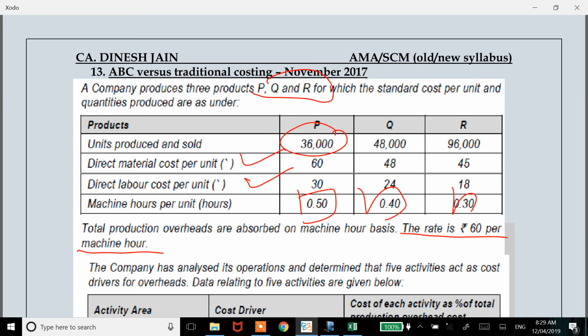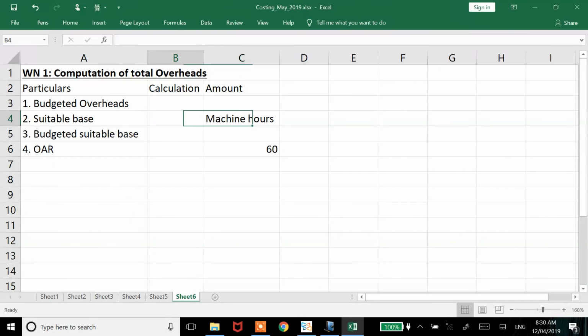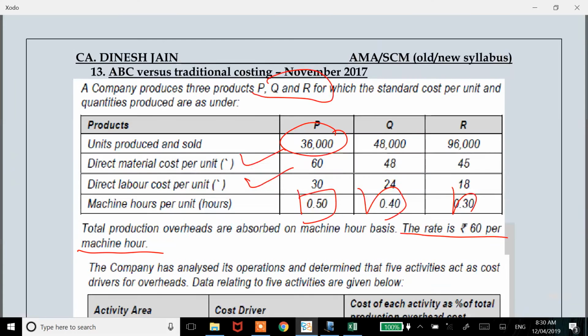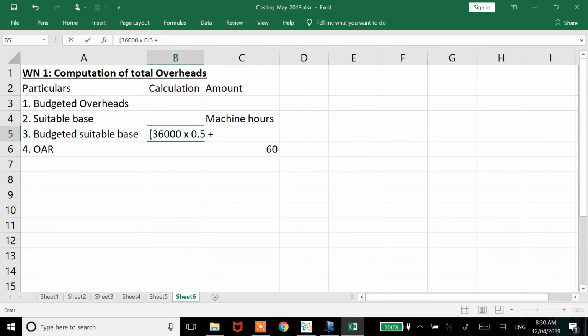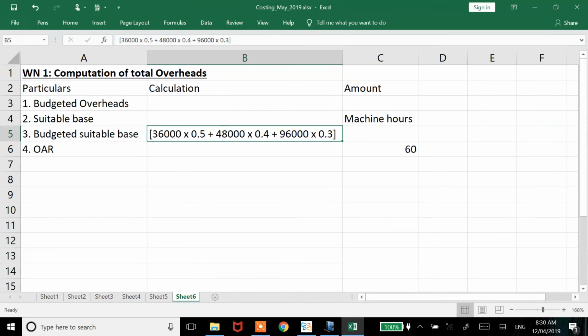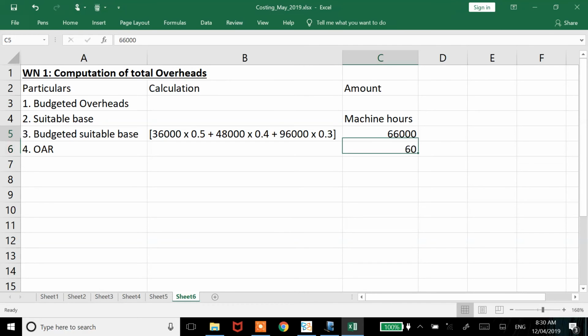I'll have to calculate the machine hours at a company level. Good part is there are only 3 products. So in the calculation column: 36,000 into 0.5, 48,000 into 0.4, and 96,000 into 0.3. How much? 66,000.